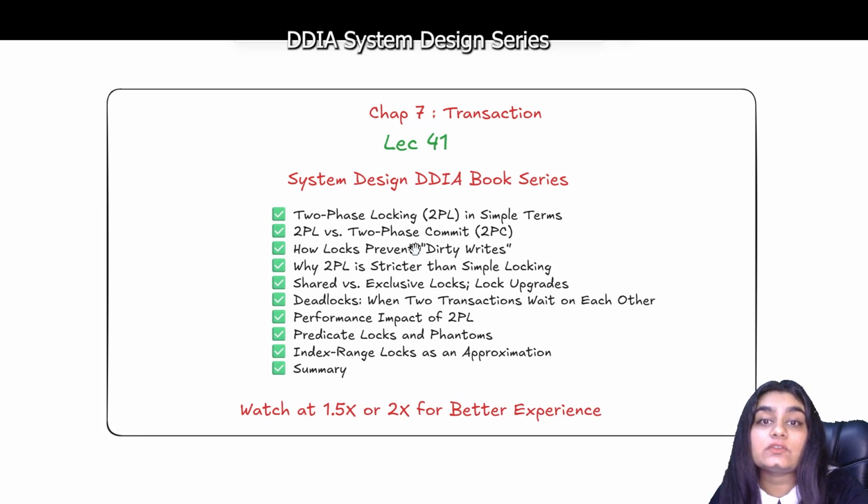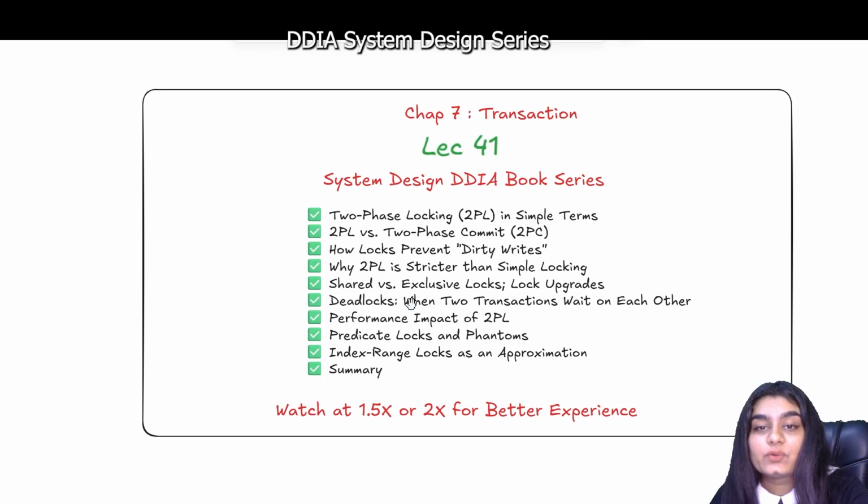two-phase locking versus two-phase commit, how locks prevent dirty writes, why 2PL is stricter than simple locking, shared versus exclusive locks, deadlocks, performance impact of 2PL, predicate locks and phantoms, index range locks as an approximation, and last, a summary.